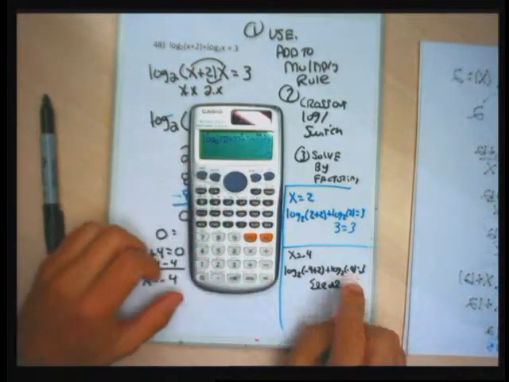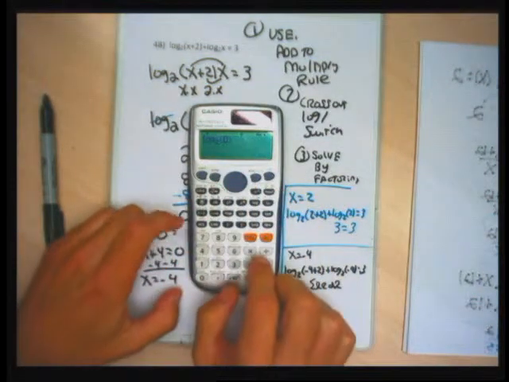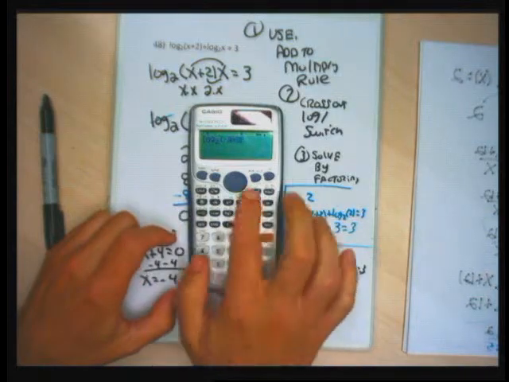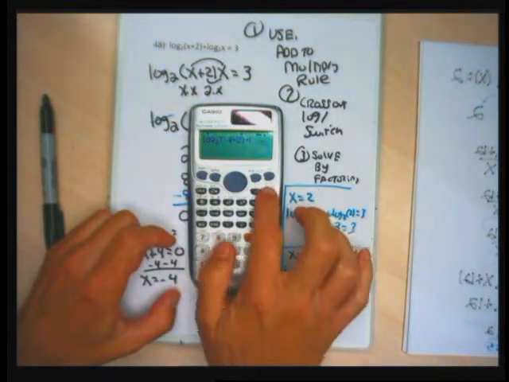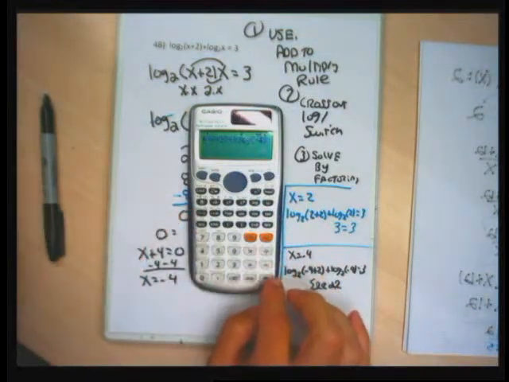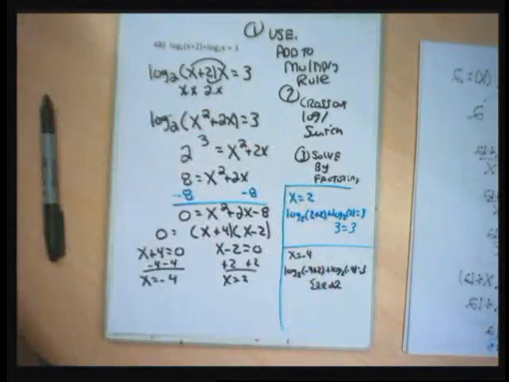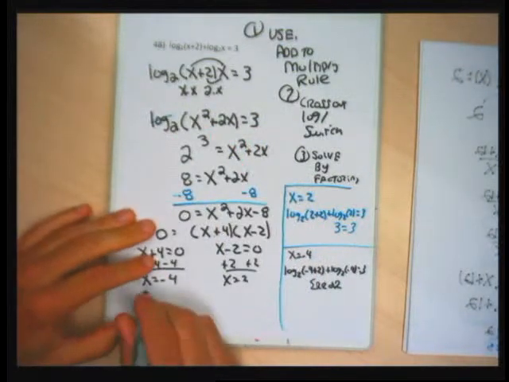So this is not going to be a solution, and the only solution is going to be the 2. When I do log base 4 of negative 4 plus 2 plus the log base 2 of negative 4, I know it's going to give me an error message. I can't get around that error message. So the only answer to problem 48 is the positive 2. It's the only one that checks, and I shouldn't include an answer that doesn't check.